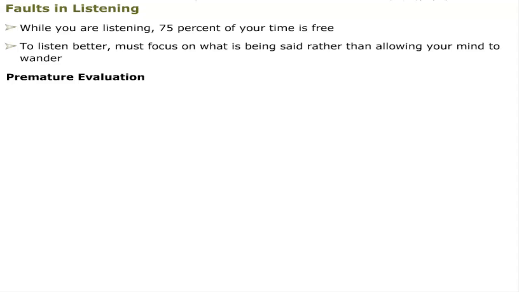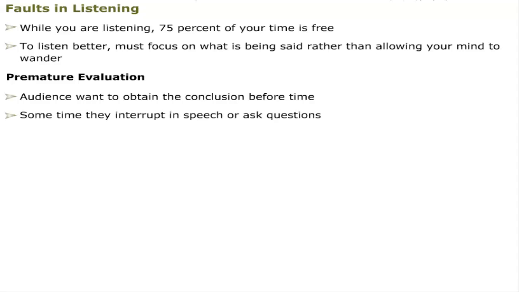Premature evaluation. Sometimes it happens that the audience wants to obtain the conclusion before time, that is, before ending the speech. Or at times they interrupt the speech or ask questions before time. Listen to what the speaker is saying until he or she is done.